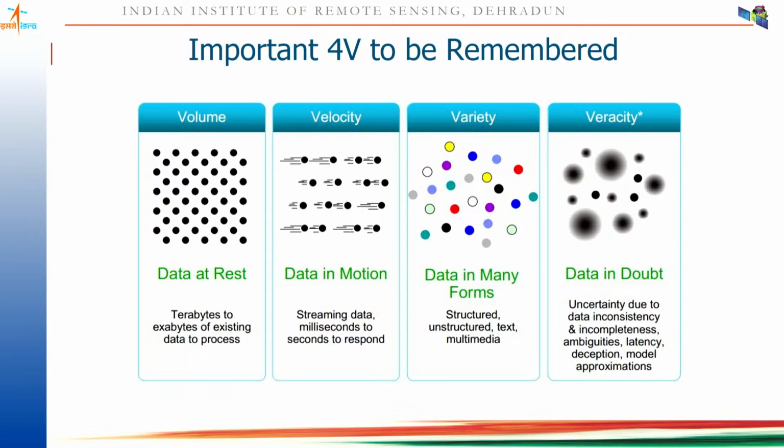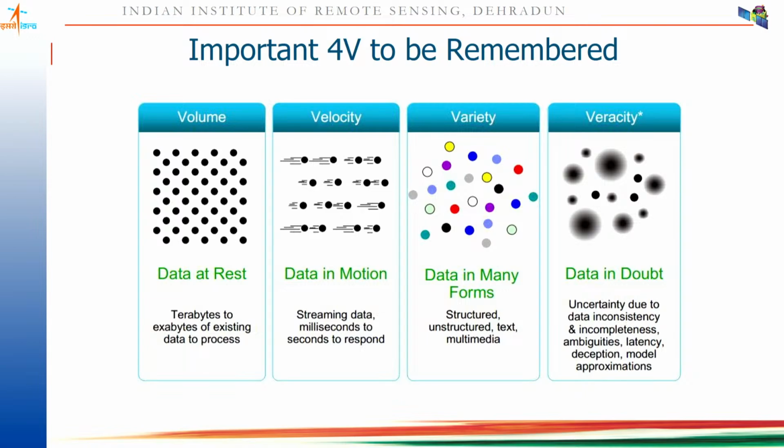And then we have variety, data in many forms. Sometimes we are dealing with structured data, sometimes semi-structured data, unstructured data like multimedia data. We have textual data, social media data like social media posts, images, video, a lot of varieties there. Then veracity means there is uncertainty in this data. So you need to understand this uncertainty very carefully before analyzing or before concluding any decision based on this big data.